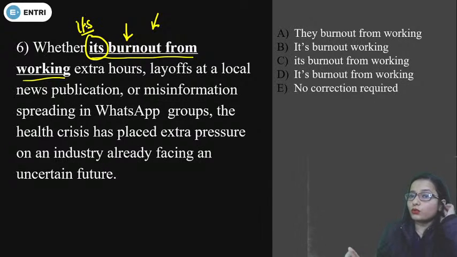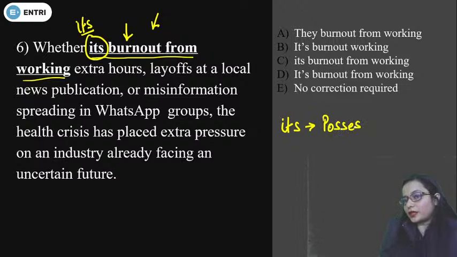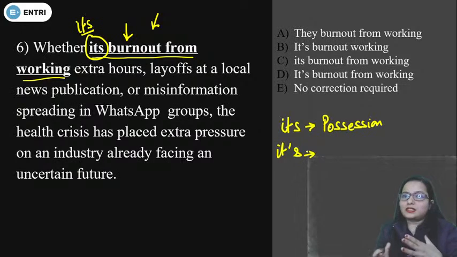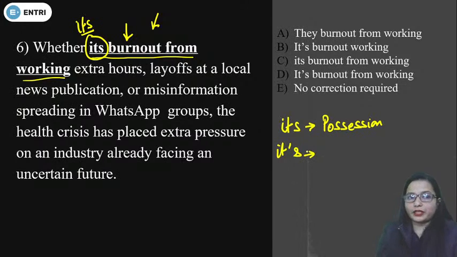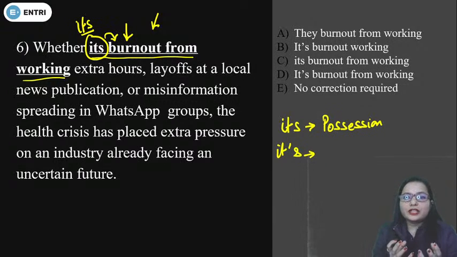Okay, this form is used to show possession, right? But when we say it apostrophe s, it means it is, it was, it has, all these sorts of things. So it is not showing any kind of possession or relation here. So we actually need "its" here. So what is the trick here?